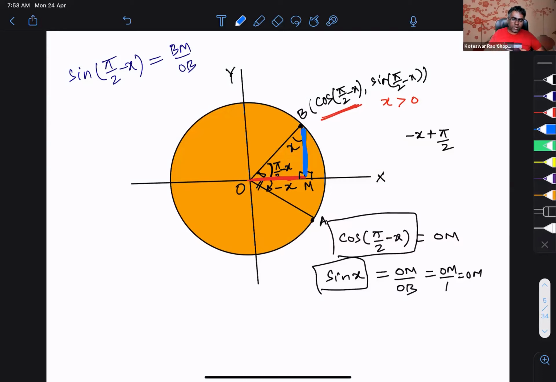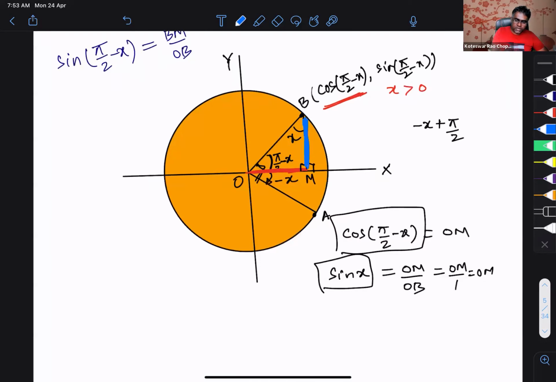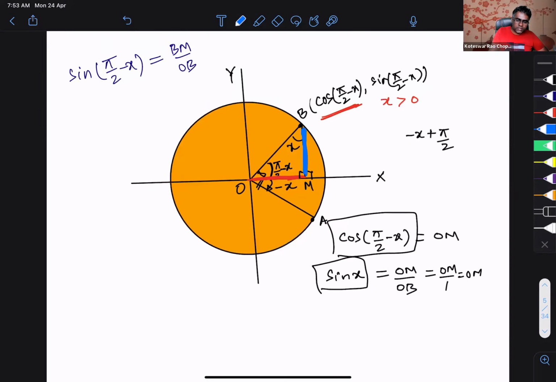Now look at cos of x. If you're taking cos of x, then that BM becomes the adjacent side, right? So BM becomes the adjacent side. So again, you will write BM by OB. So these two are equal. So that means these two are equal.